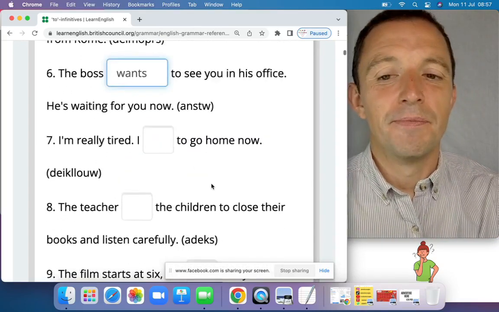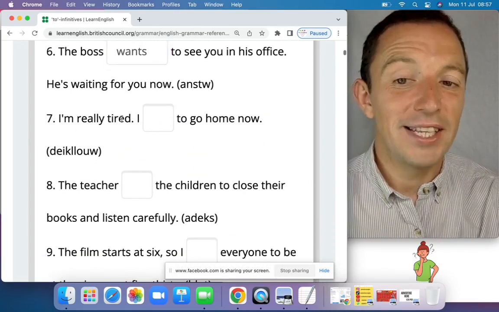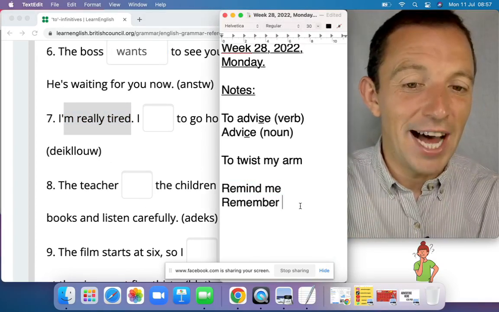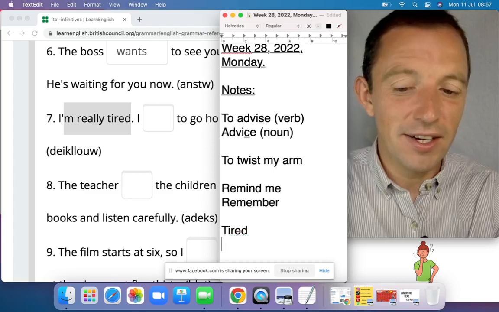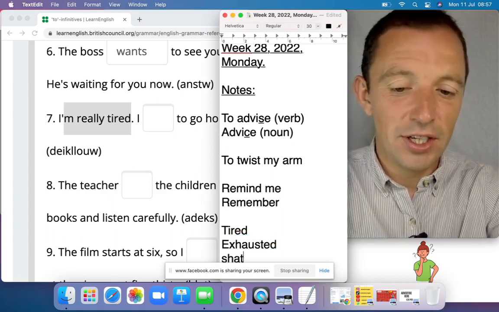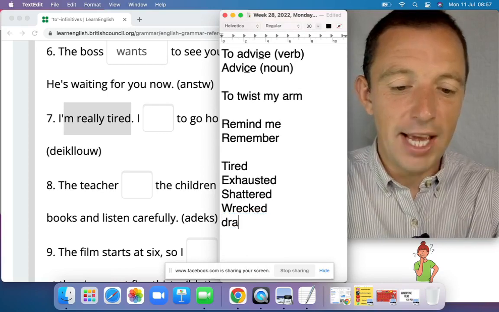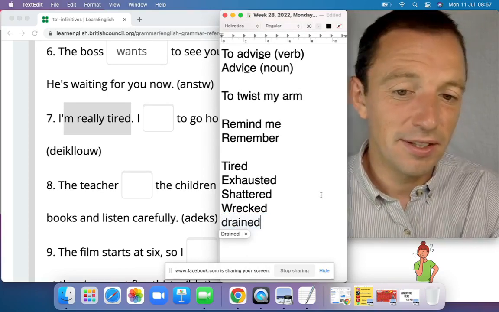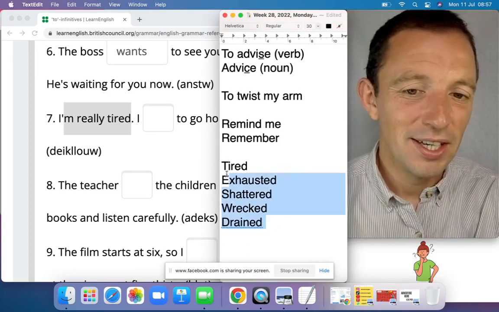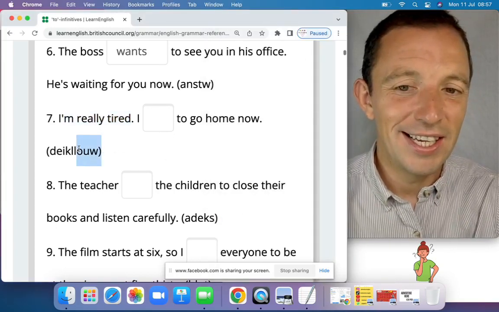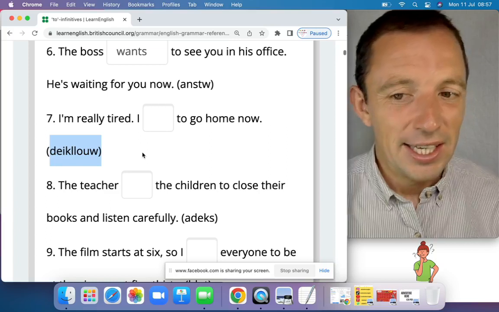Okay. Number 7, I'm really tired. I'm exhausted. I'm shattered, because the possible synonyms for tired are exhausted, shattered, wrecked, drained. So we have lots of different synonyms to say we're very, very tired. So I'm really tired. Something, go home now.